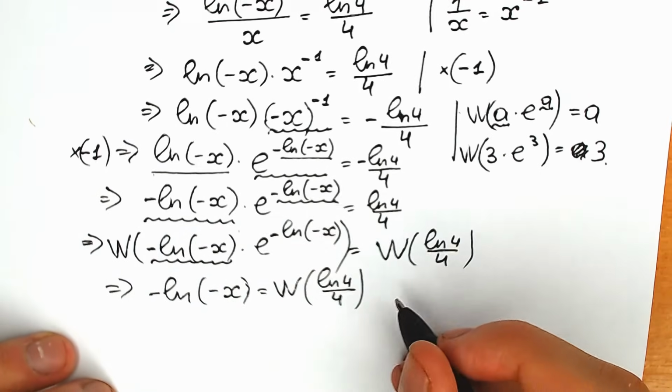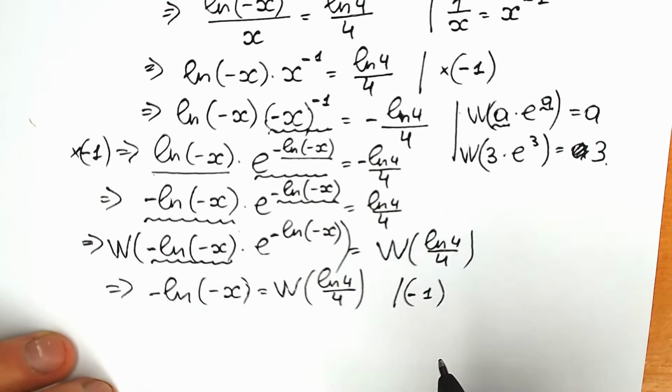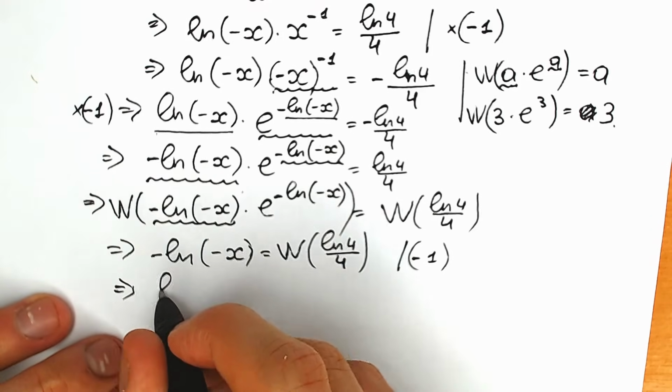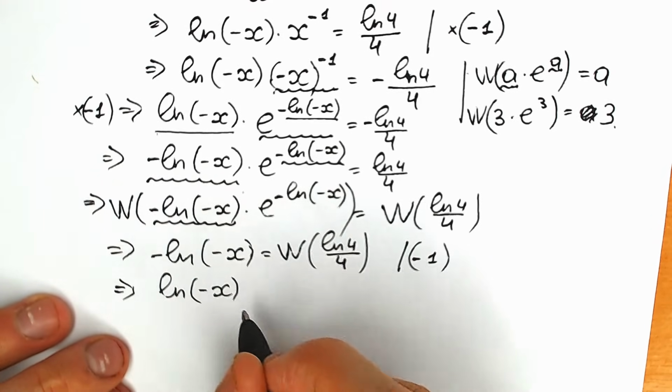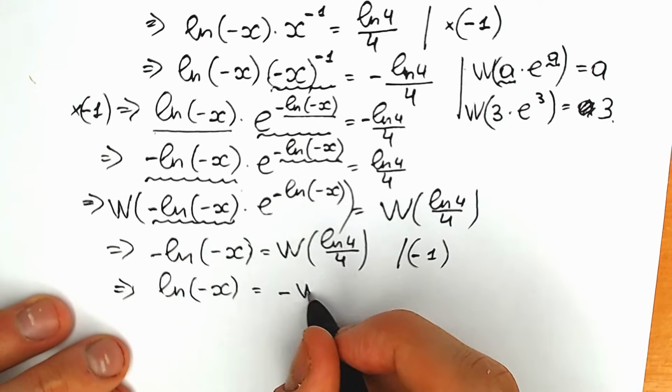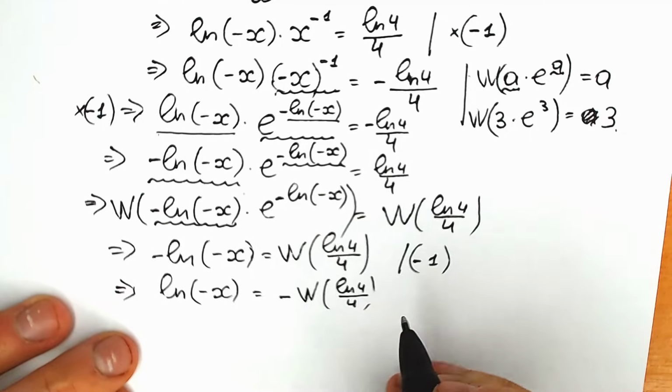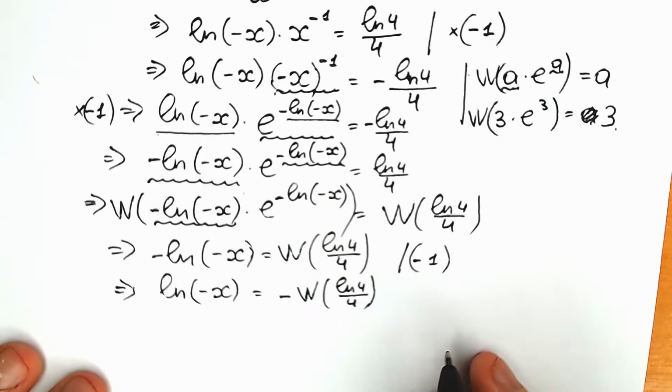Right now, we need to find our x. We can multiply both sides by minus 1. When we multiply or divide, this is up to you. When we multiply it, we have only our natural log of minus x on the left side, and on the right side we have minus the Lambert W function of natural log 4 over 4. And we need to find our x. How can we do this?